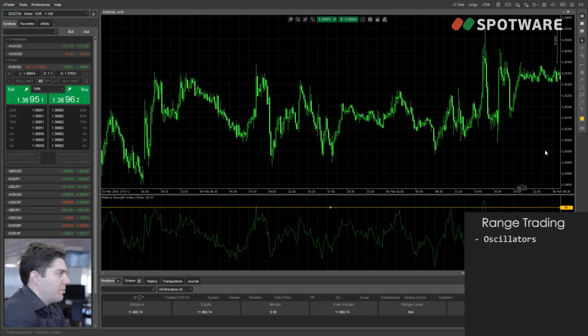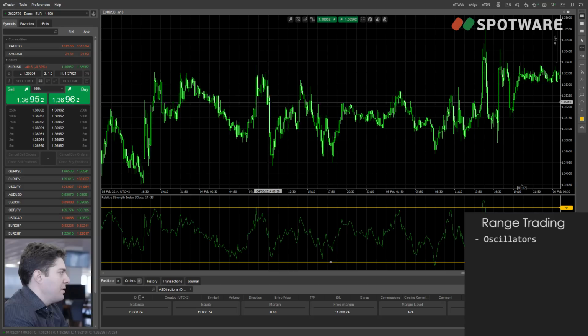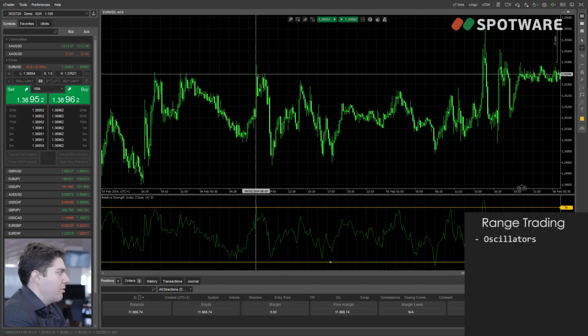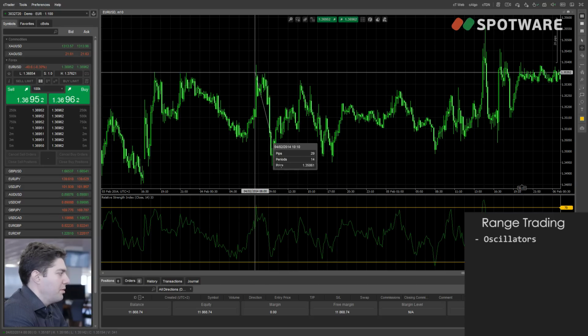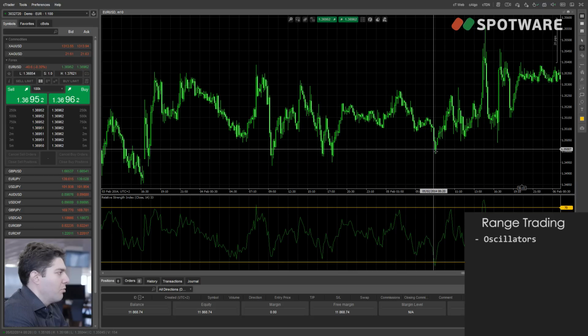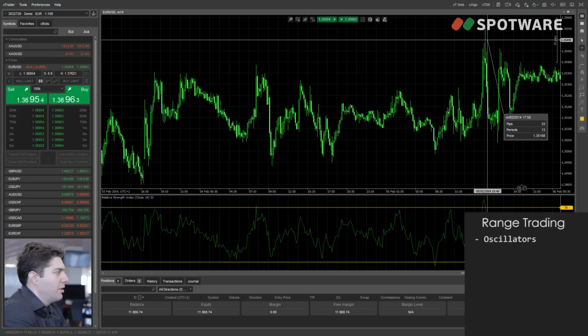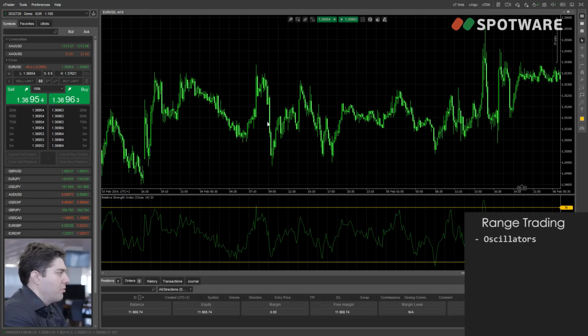So let me mark these places better for you to see. For example, we have a trading signal here. When the price is in the 70 area, we can go short here. We have another signal here, we can go long here, we can go short here. And if the market is ranging, we're going to get these good trades.